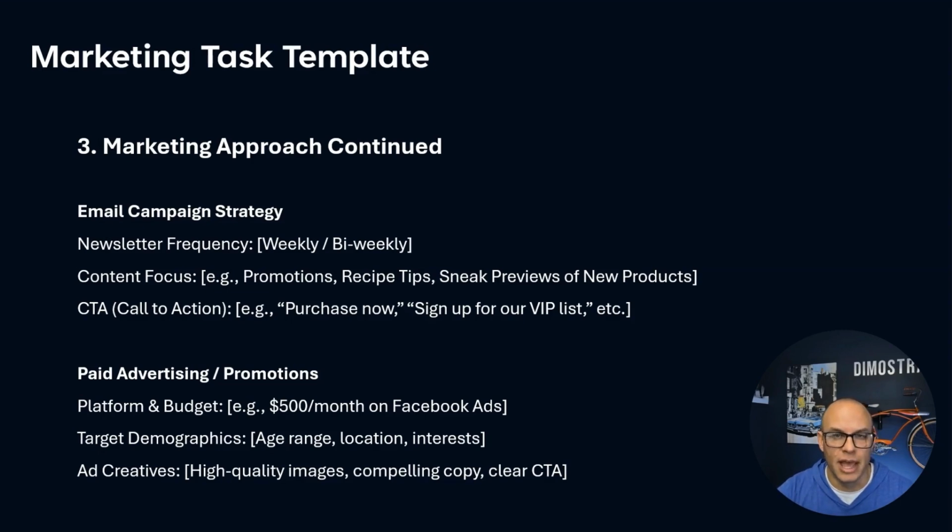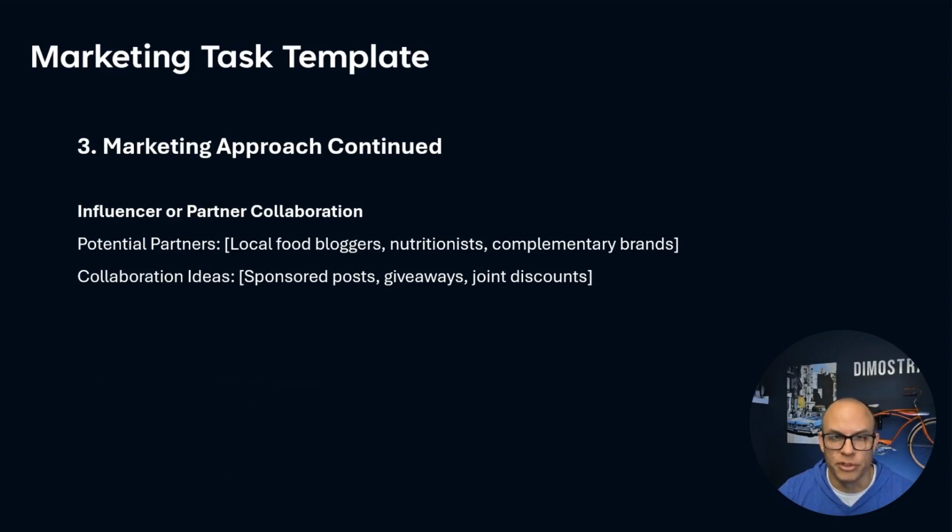Next, we have to look at advertising and promotions. To do that, we need to understand what platforms and the budget we're going to have. And of course, the more we know about our target audience, their age and demographics, that's going to save us time and money with ads because we can target those specifics in the campaigns themselves. And with ads, we've got to have creative, so we need to have copy, images, and calls to action. If we look at partnering with influencers, that could involve local food bloggers, nutritionists, other complementary brands, as well as give us ideas for collaboration, such as sponsored posts, giveaways, or discounts.